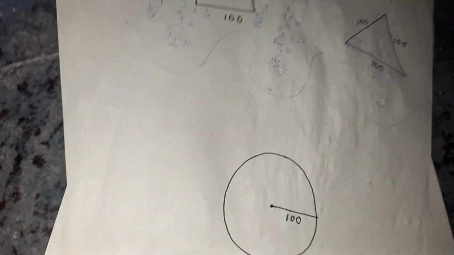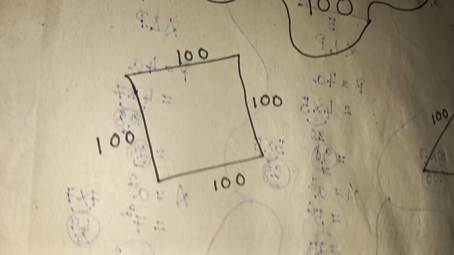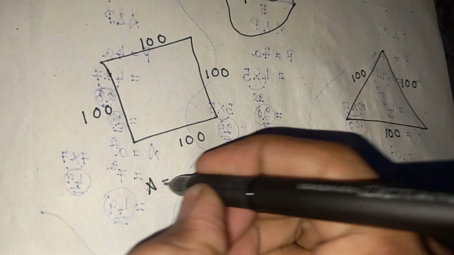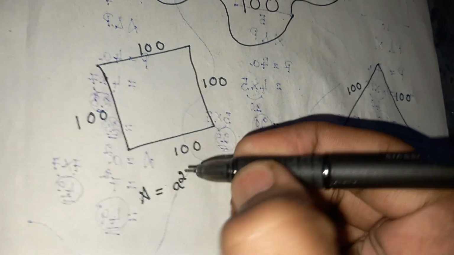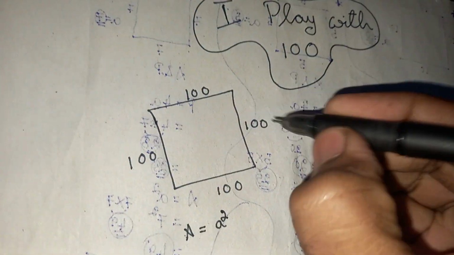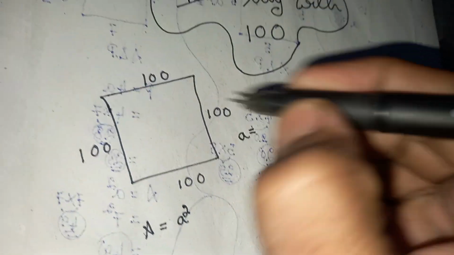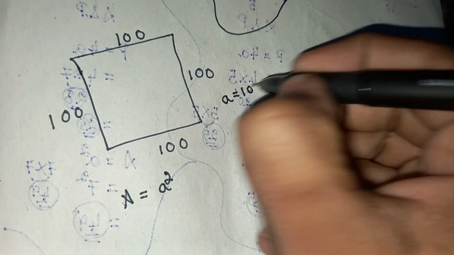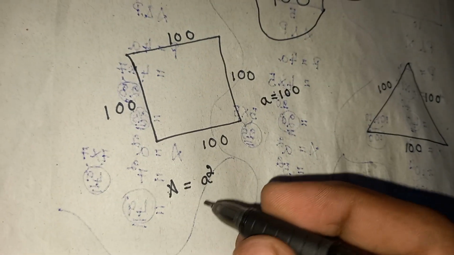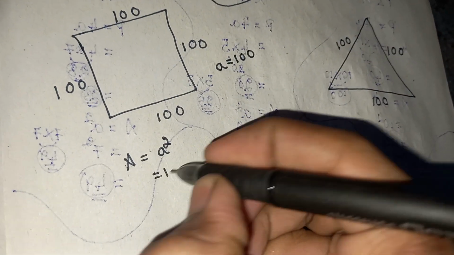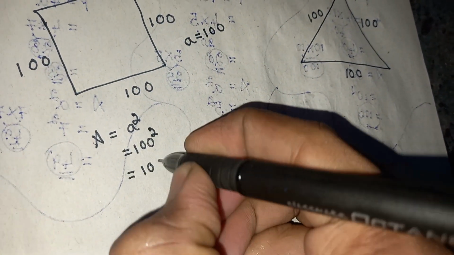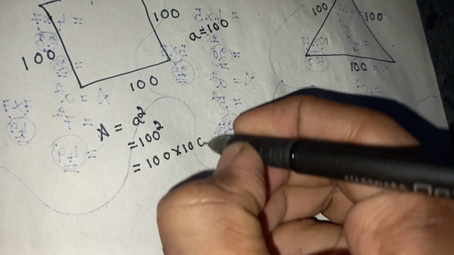Let's start and find out the area of the square. Here, the area of a square equals a squared, where a is the side length. The side length is 100 units, so a equals 100, and a squared means 100 squared. 100 squared means 100 times 100.